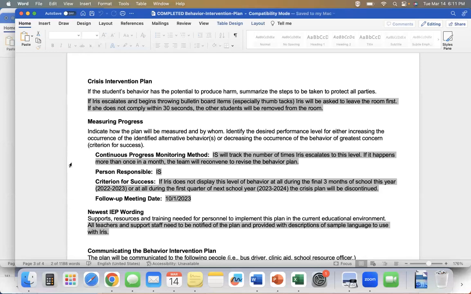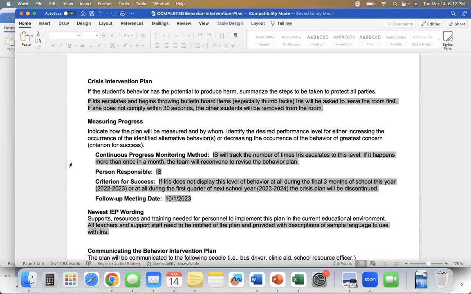So here we have, if she escalates and begins throwing those bulletin board items, especially think about thumbtacks and staples on a bulletin board, if she's targeting those at other students, she'll be asked to leave the room. If she does not comply within 30 seconds, the other students will be removed from the room. We try not to do room clears anymore because it's super disruptive to the learning of others and everyone down the hallway. But if people are being injured and she's throwing bulletin board items, obviously when she starts to throw things, other students should be moved away from her, at least to another part of the room. But if we can't get her to leave the room, then we want to make sure that everybody is safe.